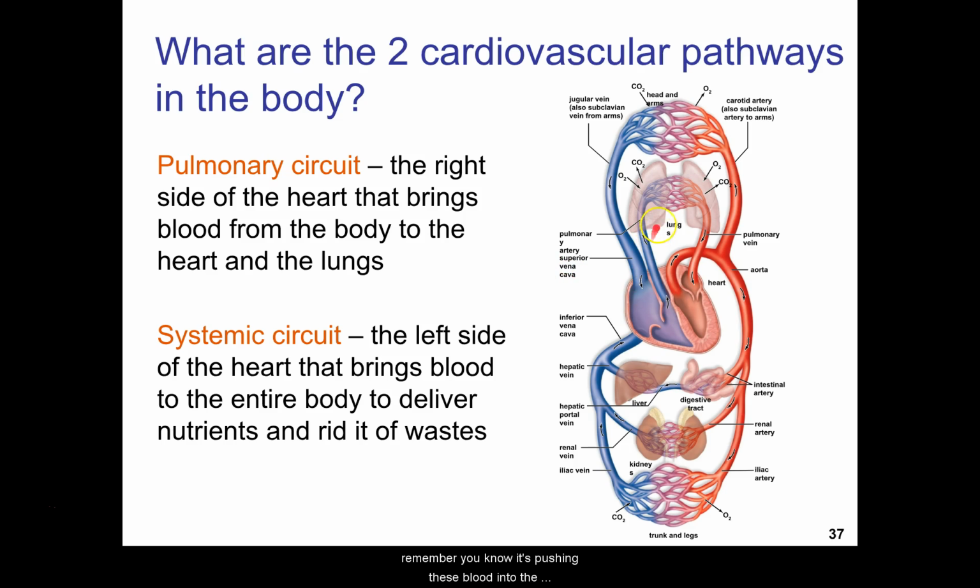So remember, it's pushing this blood into the lungs, these alveoli where they're picking up oxygen and getting rid of CO2. Then you have the systemic circuit, which is principally the left side of the heart, that brings blood to the entire body, where it's able to exchange oxygen, pick up CO2, and start the whole entire system over again. So I want you to know the pulmonary system and the fact that that's involved in oxygenating blood, and the systemic system, which is involved in delivering oxygen and nutrients to the rest of the body.